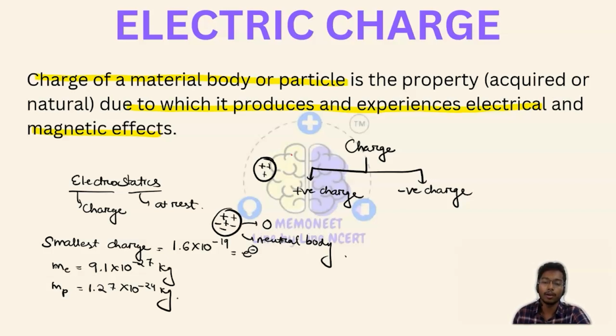Let's say we have a body here and one electron goes out from the body. This body will be positively charged. And when we have a neutral body and we add one electron, this will be a negatively charged body.